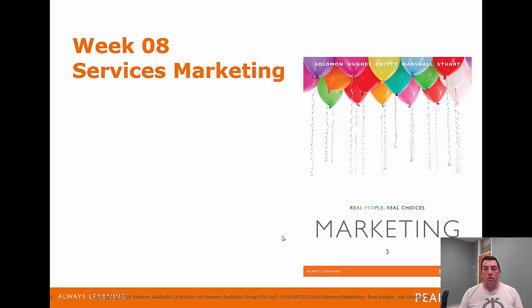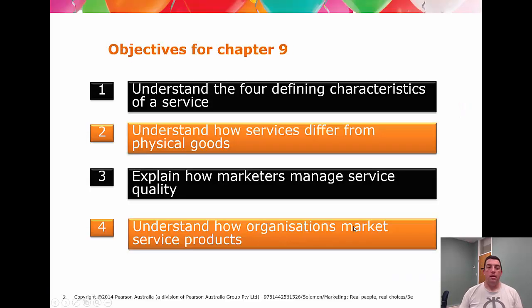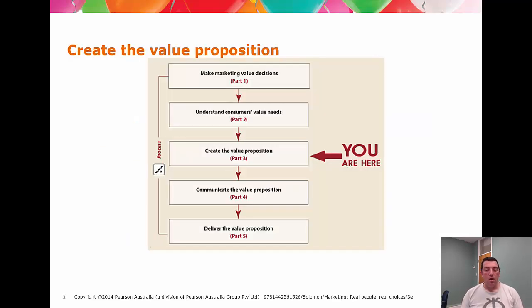All right, so looking at what we have to do for this chapter 9, but week 8 of the course, is understand the 4 defining characteristics of a service, understand how services differ from physical goods, explain how marketers manage service quality, and understand how organizations market service products. So where we are in the course is creating the value proposition, and so we're still understanding how to create that value proposition and then take that into the marketplace.